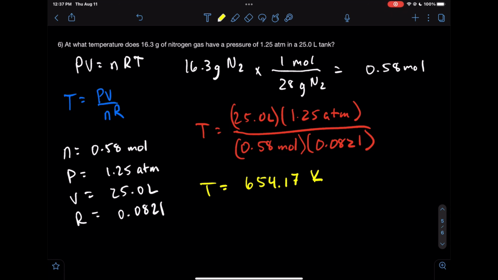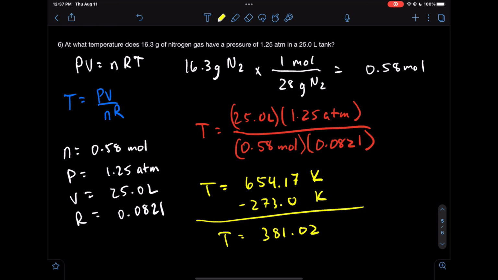If you're asked to solve this to find the degrees Celsius, we'll just go ahead and subtract 273 Kelvin from this. And that will give us our temperature in degrees Celsius. So the temperature in degrees Celsius will equal 381.02 degrees Celsius.